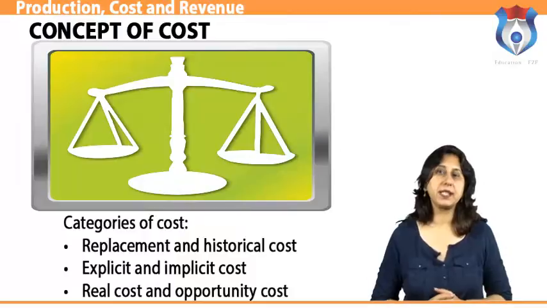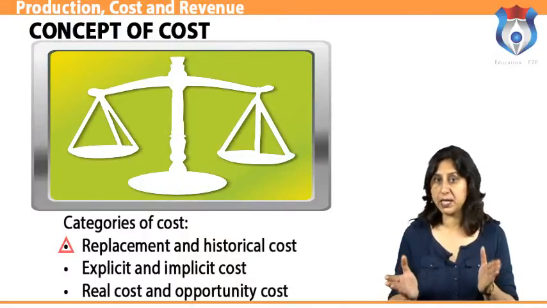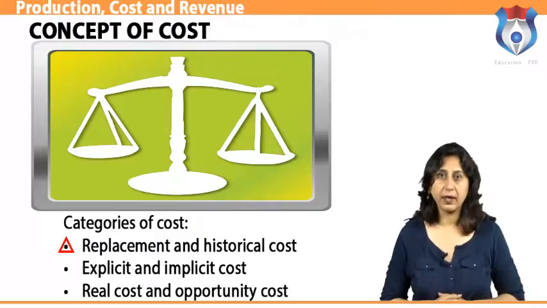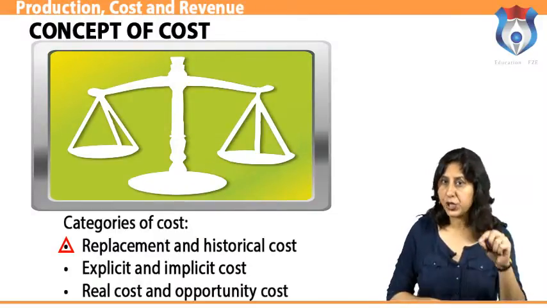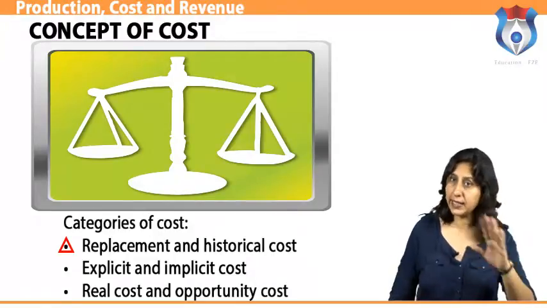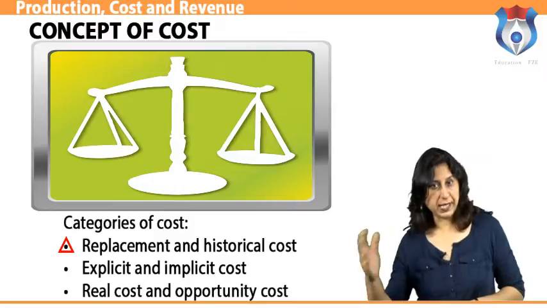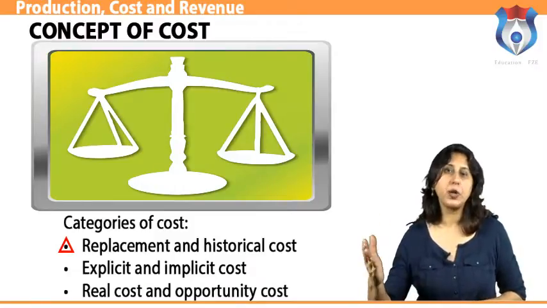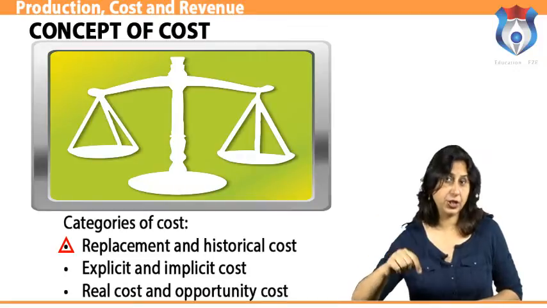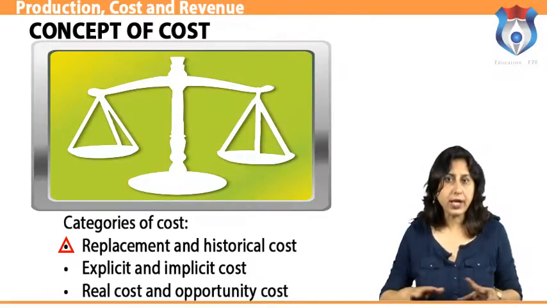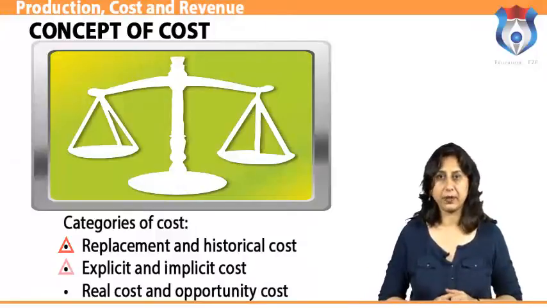Costs can be further distinguished into several categories as replacement and historical costs. The historical cost of an asset refers to the actual cost incurred at the time the asset was acquired. In contrast, the replacement cost stands for the cost which must be incurred if the asset is to be purchased today. The two concepts differ due to price variations over time.